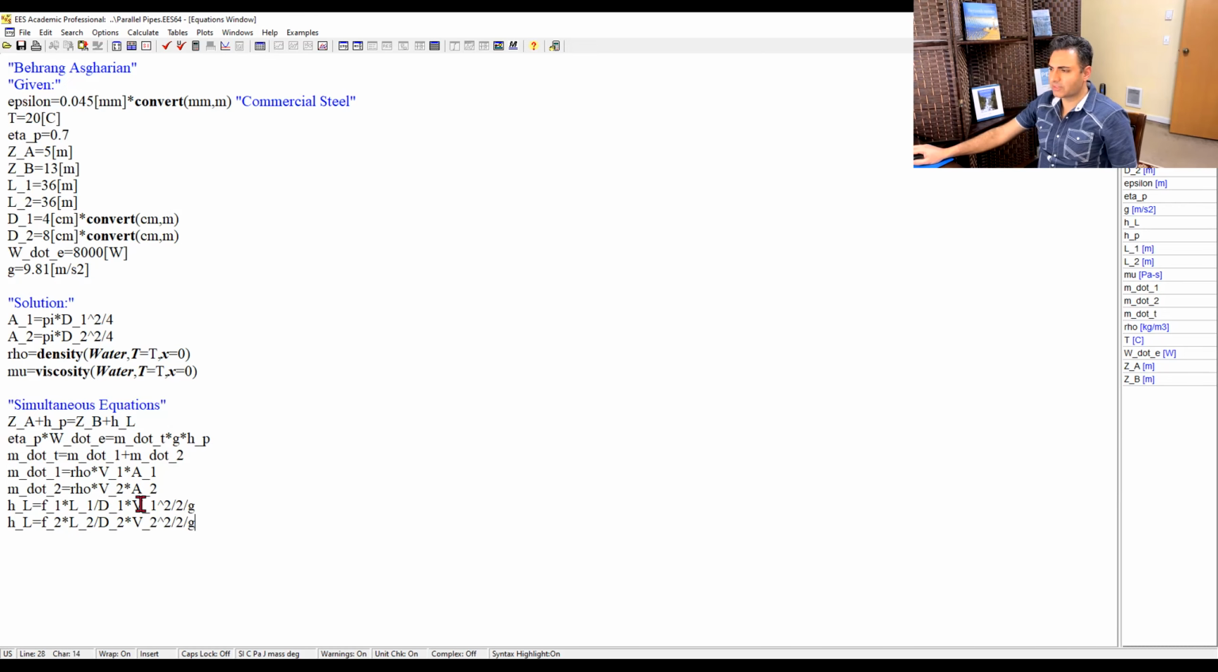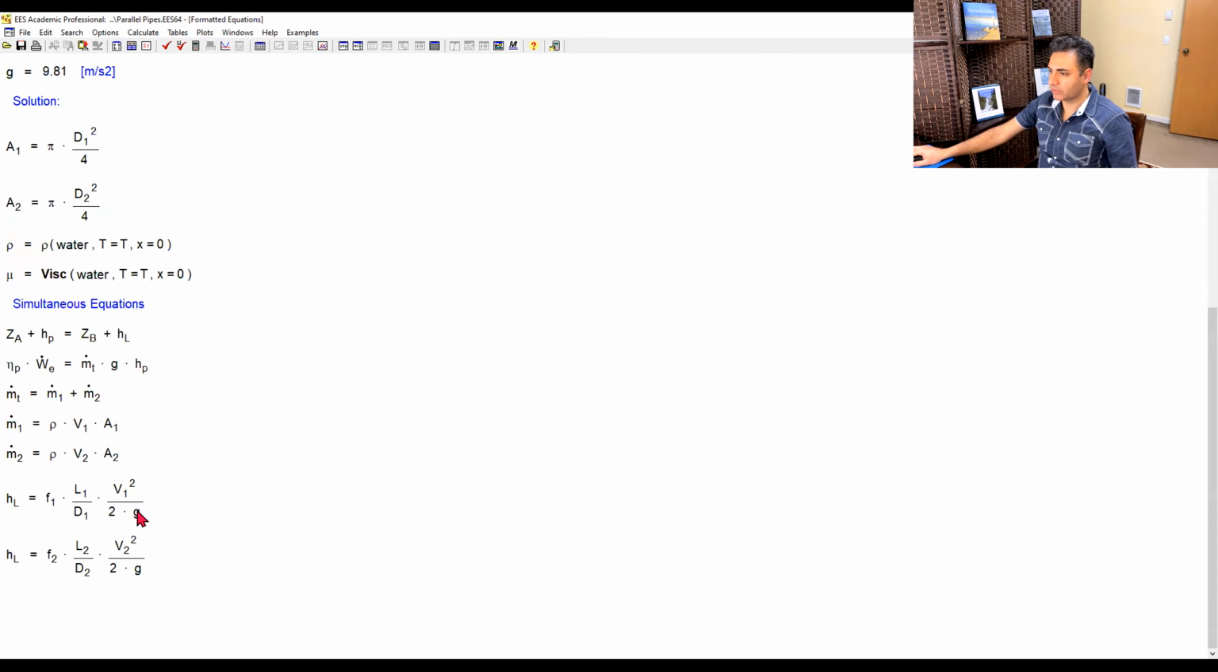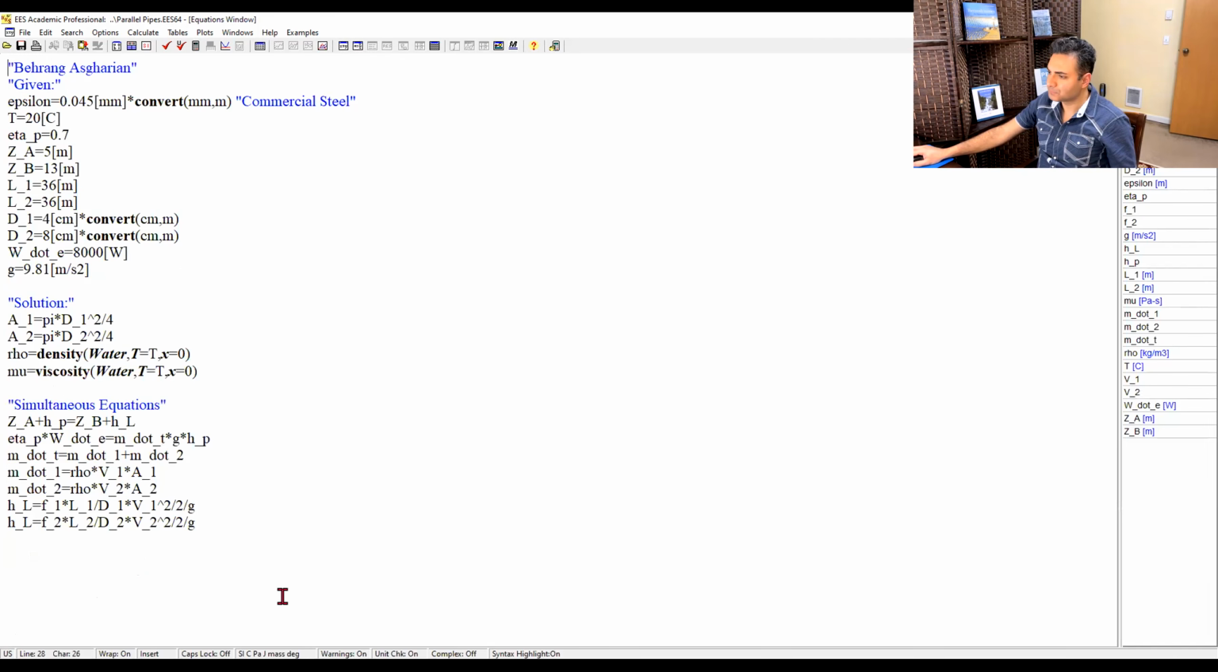All right, so is this okay? Let's take a look at it in the formatted equation. M dot 1 is rho V1 A1, rho V2 A2. Beautiful. Head loss has to be the same head loss that you had here. You see this? These two have to be the same variable. All right, F1, L1, D1, V1 squared 2G, V2 squared 2G. Beautiful. Looks good. I like it. Let's keep going.